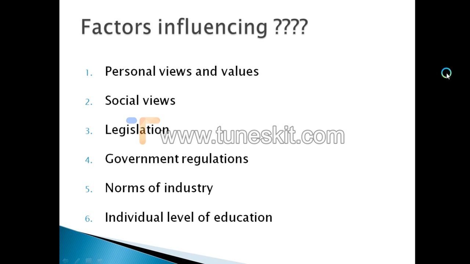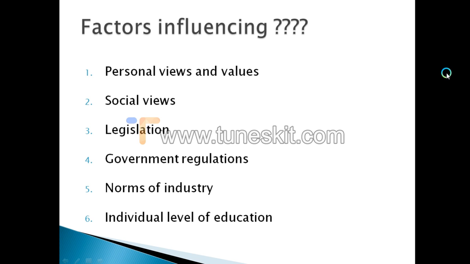Or if I belong to Gujarati culture, my Gujarati language might interfere while speaking in English language. It happens. So this is the factor. This is my linguistic factor that interferes. So likewise, there are many factors that influence business ethics. Number 1 is personal views and values.